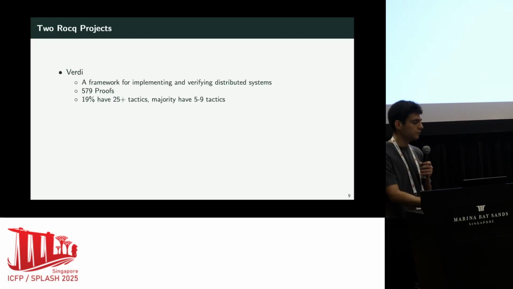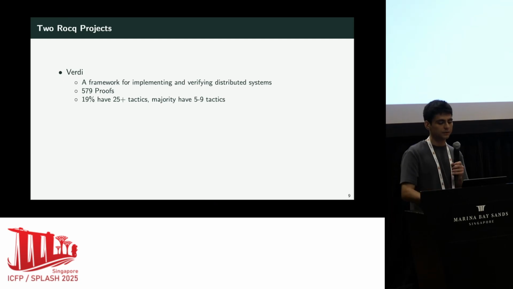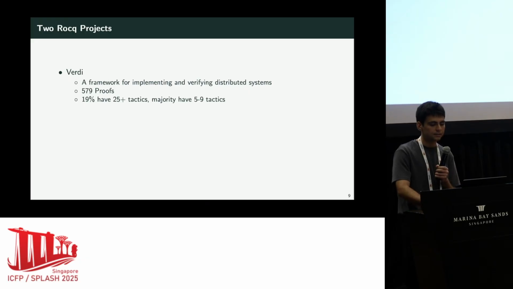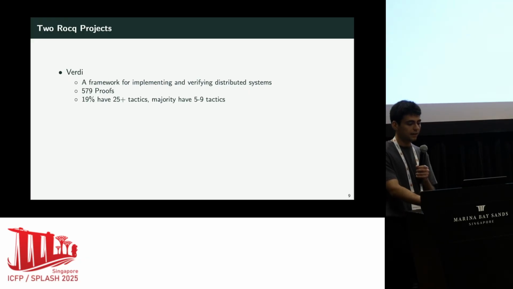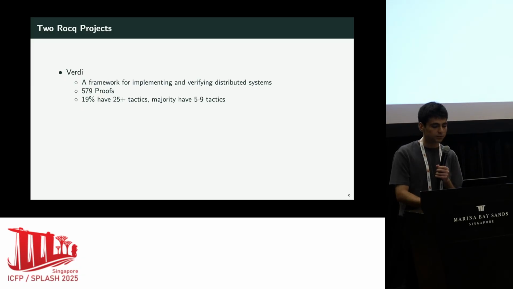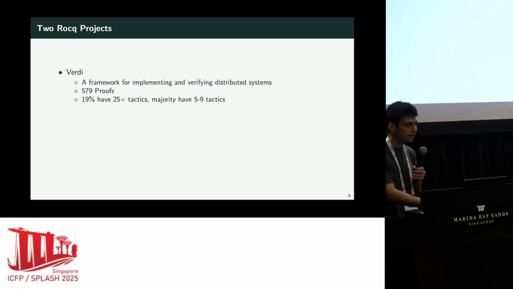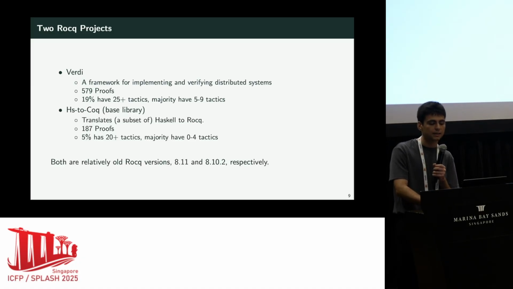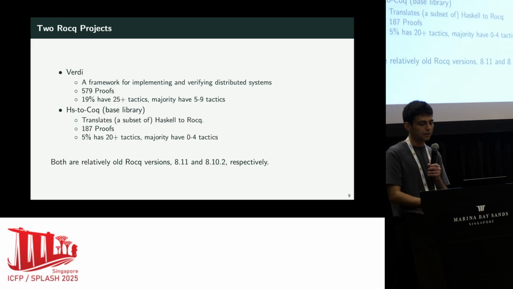So for our study, we picked two Rocq projects. The first one is Verdi, a framework for implementing and verifying distributed systems. It has around 579 proofs, and just to give you an idea of the size, 19% of the proofs have 25-plus tactics, and the majority of the proofs in Verdi have around 5 to 9 tactics. I will introduce the exact numbers later.